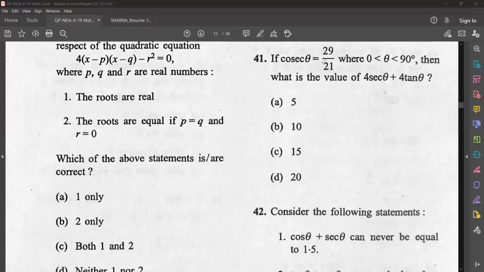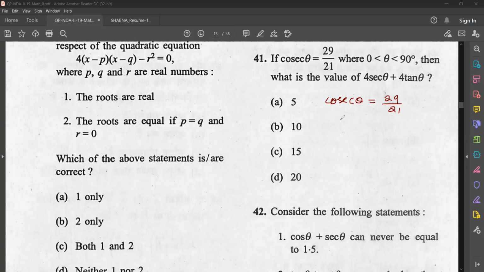If cosec theta is equal to 29 by 21, where 0 less than theta less than 90 degrees, then what is the value of 4 sec theta plus 4 tan theta? Okay, so it's a direct question where they have given cosec theta, 29 by 21. You have to find 4 sec theta plus 4 tan theta. So you can find out sec theta, then substitute, then find tan theta, then substitute over here.